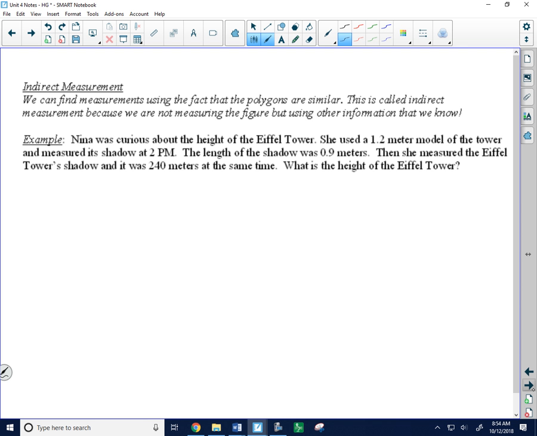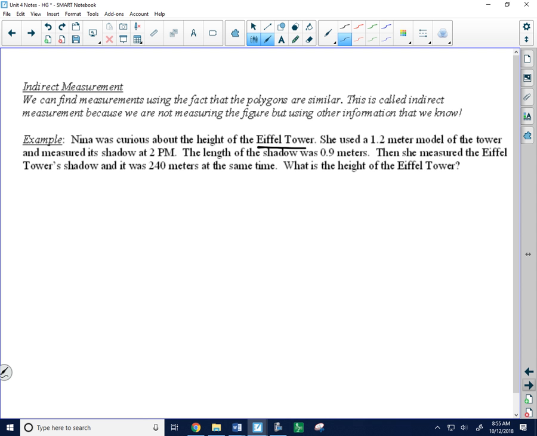So, middle of the page there. This kind of flips gears. Well, no, it's actually just an application of similarity. So, here's what I want to say. You can indirectly find lengths using the properties of similar triangles. This is called indirect measurement. For example, I know you have phones these days, but suppose you want to find the height of the Eiffel Tower.